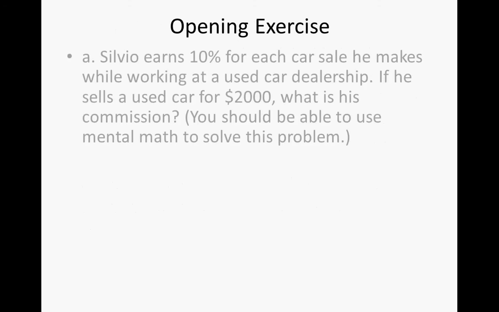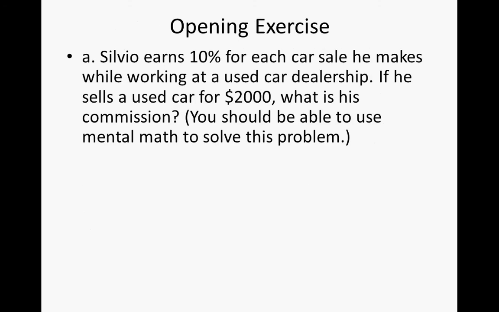All right, so let's take a look at the opening exercise. Silvio earns 10% for each car sale he makes while working at a used car dealership. If he sells a used car for $2,000, what is his commission? And you should be able to use mental math to solve this problem. Well, his commission is $200. So for selling a $2,000 car, he earns $200.